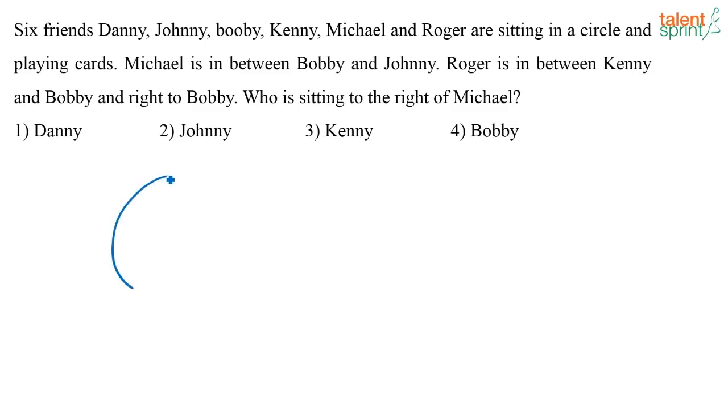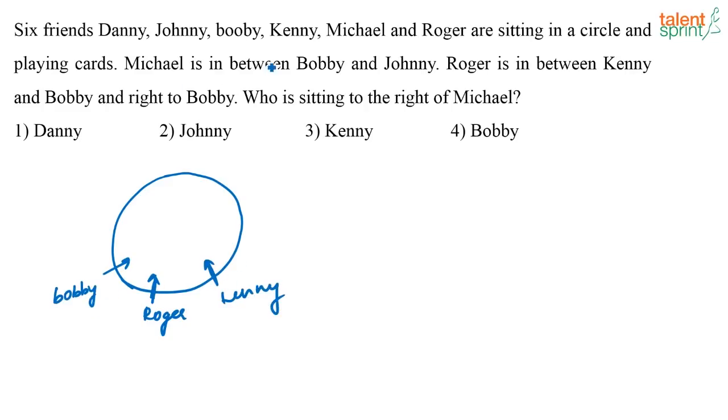So there are 6 friends, they are sitting around a circle playing cards. So obviously all of them are facing the center. Now they are saying Michael is between Bobby and Johnny. Next statement, they are saying Roger is between Kenny and Bobby and to the right of Bobby. Everybody is facing inwards, right? Roger is sitting to the right of Bobby. So this has to be Bobby and this has to be Kenny. And Michael is sitting between Bobby and Johnny. So this has to be Michael and this has to be Johnny. Then who's the last person we have left? It is Danny, so obviously this has to be Danny.